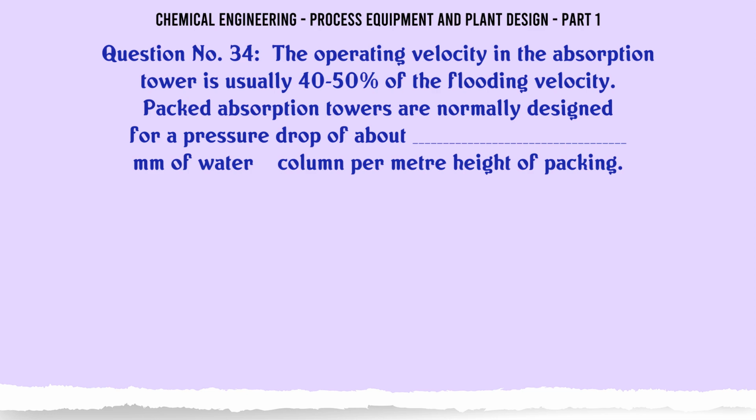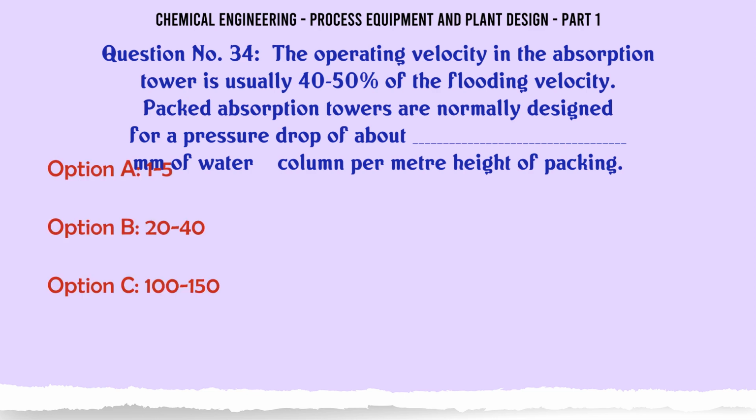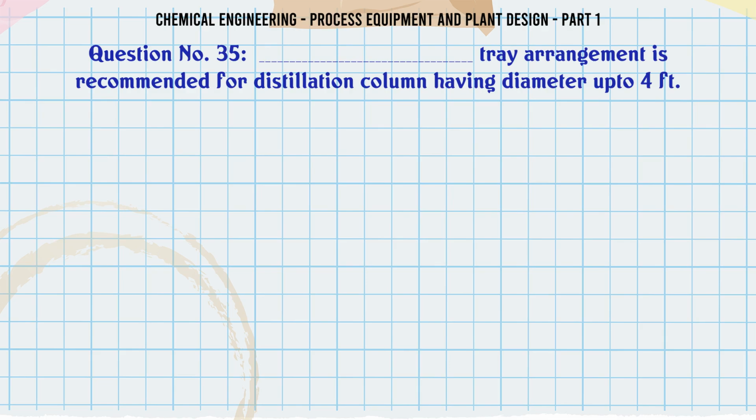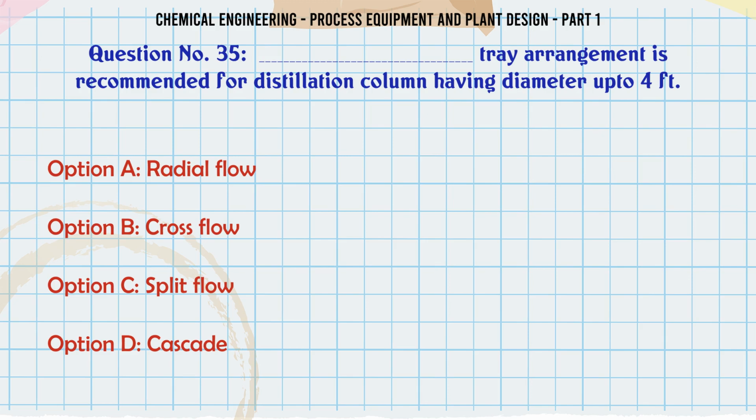The operating velocity in the absorption tower is usually 40 to 50% of the flooding velocity. Packed absorption towers are normally designed for a pressure drop of about blank of water column per meter height of packing. A. 1 to 5, B. 20 to 40, C. 100 to 150, D. 1000 to 1500. The correct answer is 20 to 40. Blank tray arrangement is recommended for distillation column having diameter up to 4 feet. A. Radial flow, B. Cross flow, C. Split flow, D. Cascade.